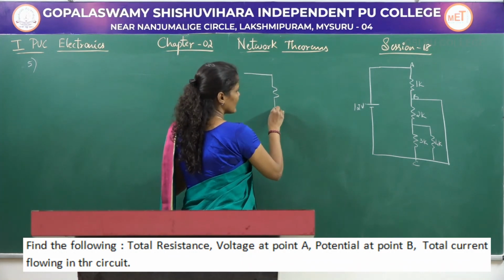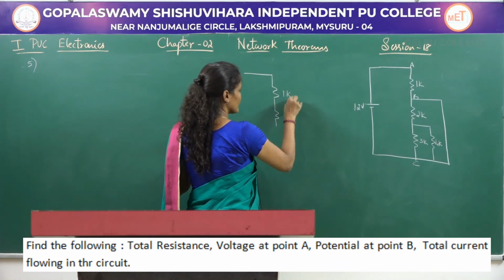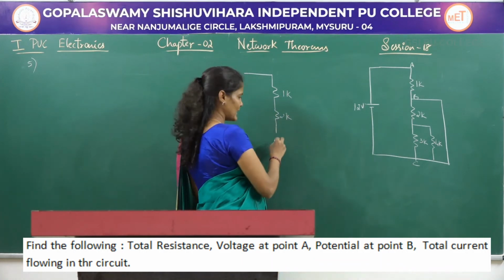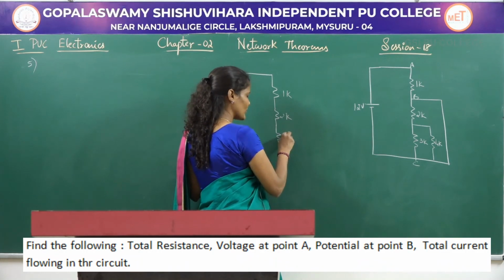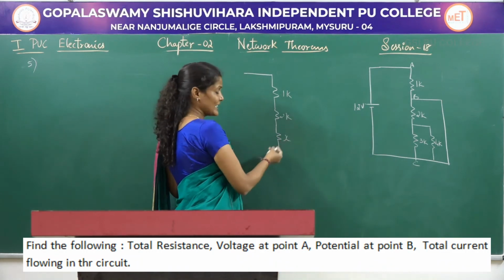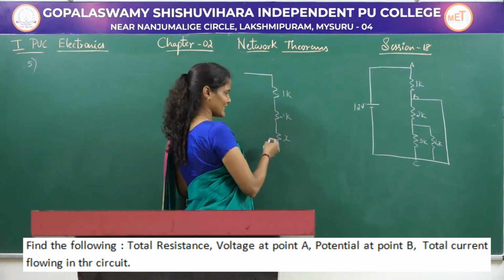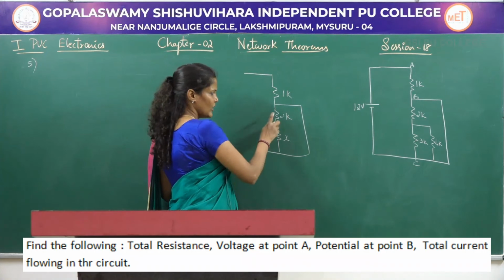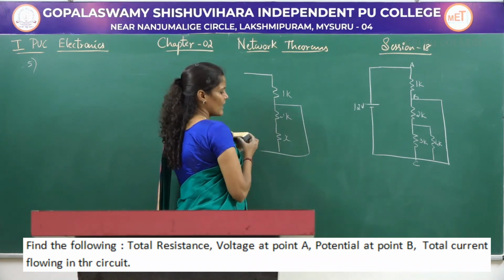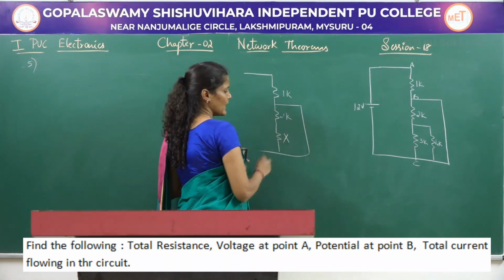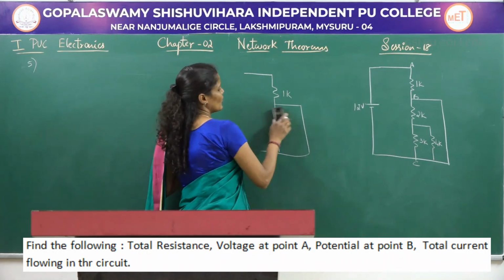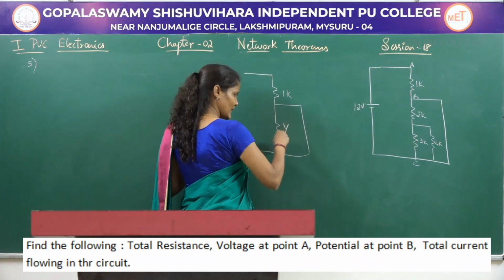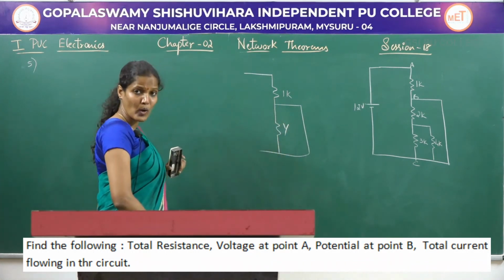This is 1k, this is 2k, and 3k and 4k are connected in parallel. So in place of those two, I am going to write another resistance or another resistor whose value is equal to x. So this is B, right? Now this 2k and x are connected in series. So in place of these two, I am going to write a single resistor. Let me call that resistance as Y.